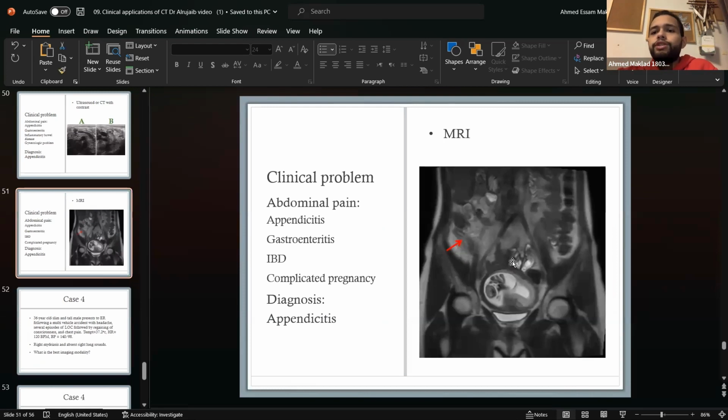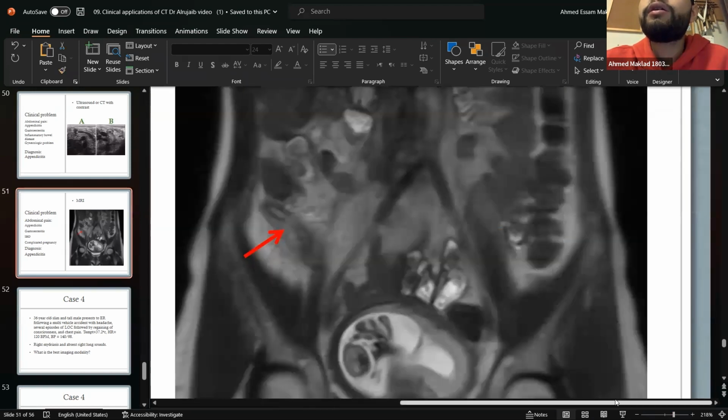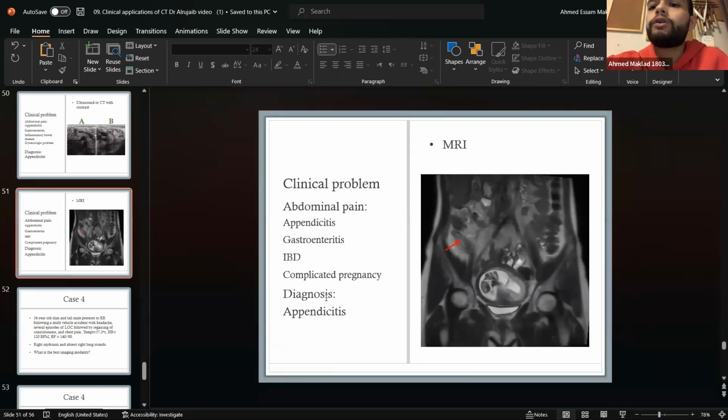Oh, see, she did an MRI. She did an MRI, and that's a baby, by the way. If you look right here, you can see that this is the wall of the appendix. And you can see that there's fluid collection around it. There's this hue around it, and this is edema. This is edema around the appendix. So that's how an MRI looks.